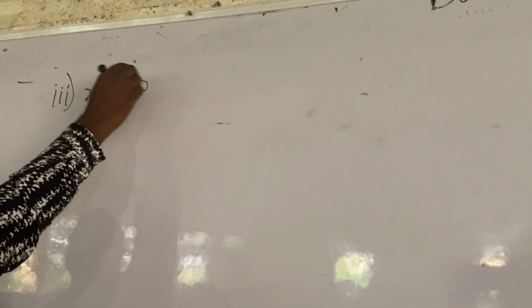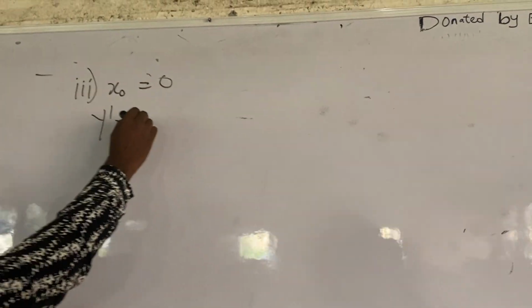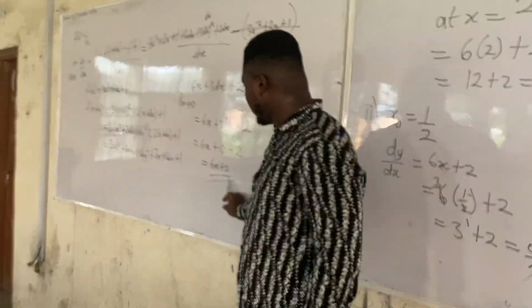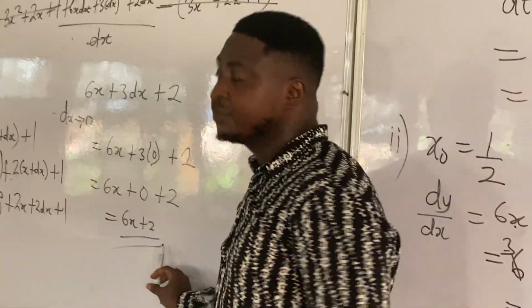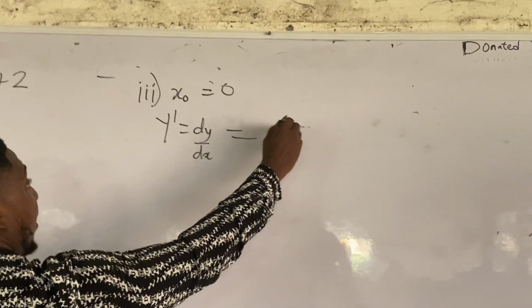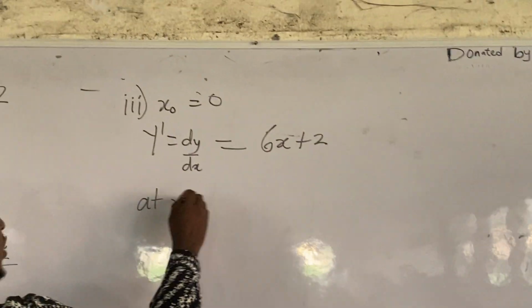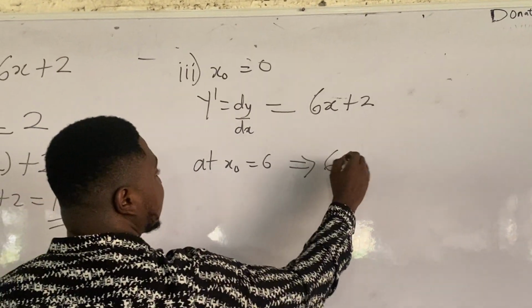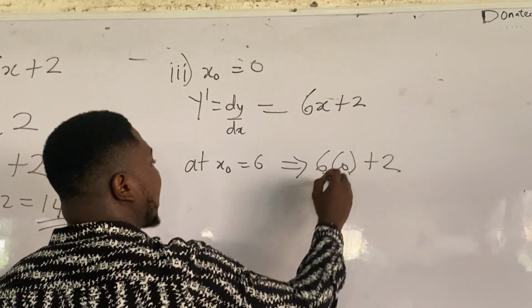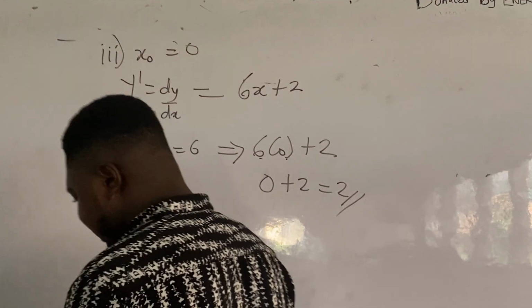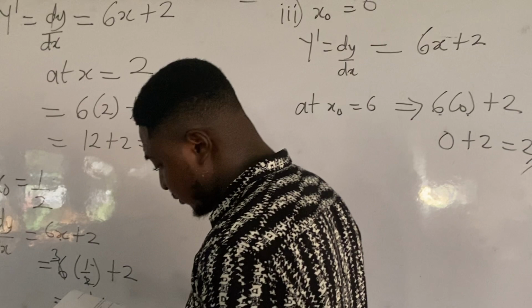Next, x equals 0. Remember again, y prime is dy dx, right? And the dy dx we got from the value here is 6x plus 2. Now anywhere you see x, you're supposed to put 0. So at x equals 0, we are going to have 6 into bracket 0 plus 2. 6 times 0 is 0. 0 plus 2 is what? 2. And that's that for activity 4.2.